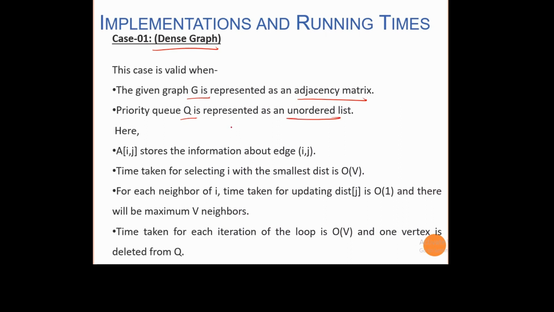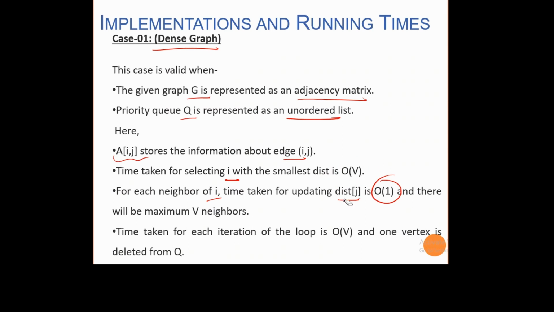So the given graph G is represented as an adjacency matrix, and the priority queue is represented as an unordered list, let's suppose in this case. And Aij stores the information about the edge i comma j. The time taken for selecting i with the smallest distance is O of V, means har ek vertex se related distance value hai wahan pe. So the time selection, agar hum select kare ki kaun se particular vertex ki key hai jo sabse minimum hai. So for each neighbor of V i, time taken for updating the distance will be O of 1, constant. Updation mein to koi time nahi lagega usme.